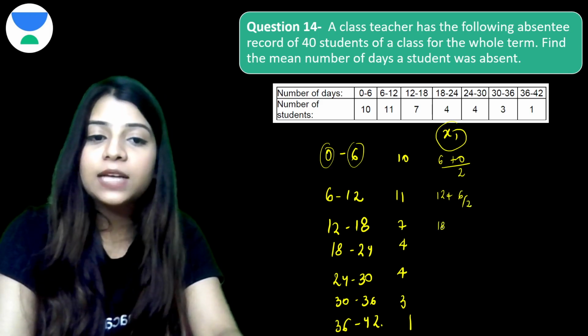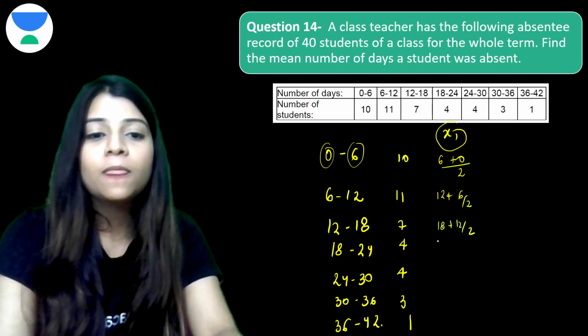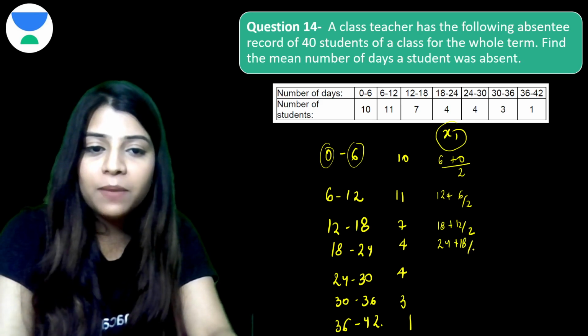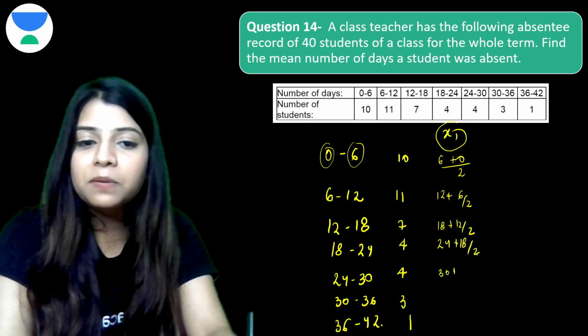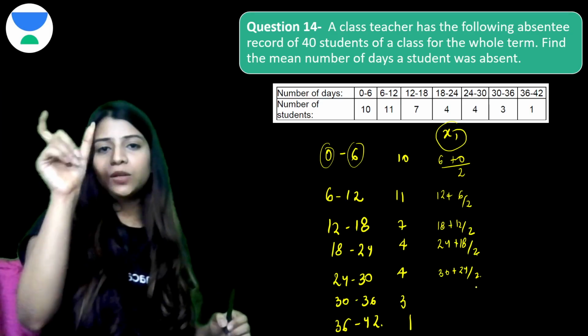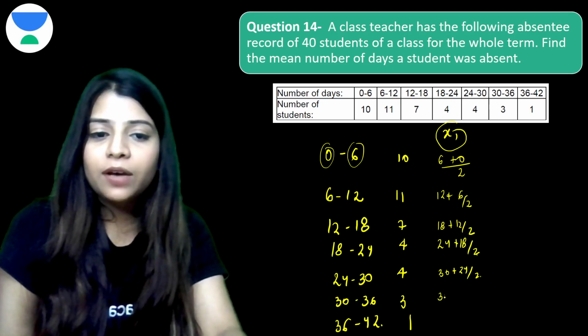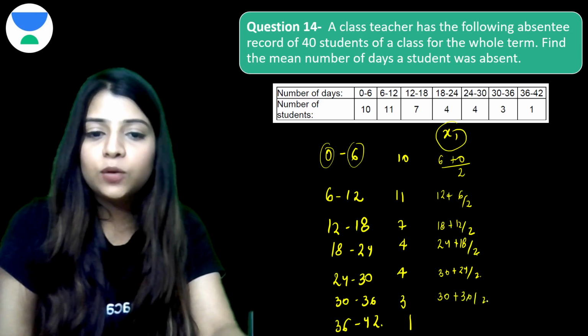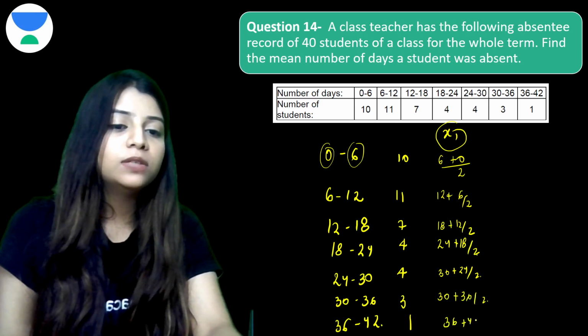then we can go ahead as 18 plus 12 upon 2, 24 plus 18 divided by 2, then 30 plus 24 divided by 2. Basically, we have to find out the middle value between your class intervals. All right, so here it's 30 plus 36 divided by 2 and 36 plus 42 divided by 2.